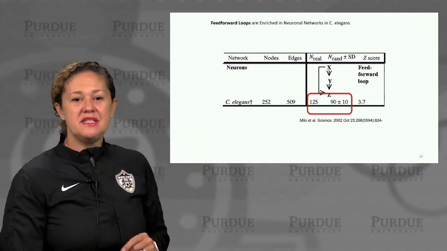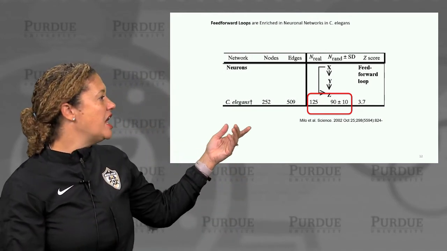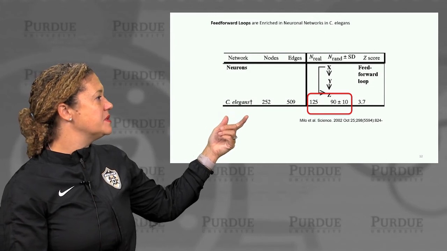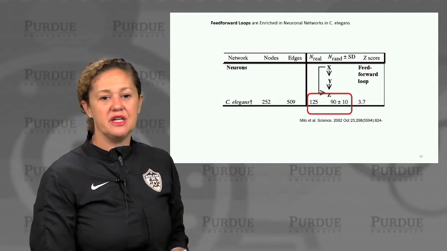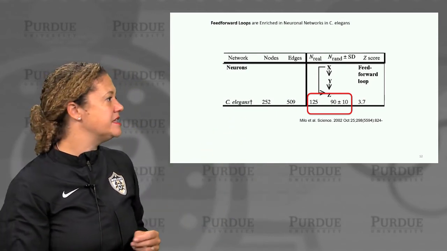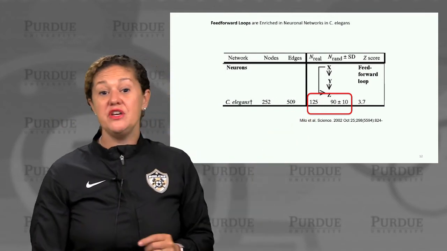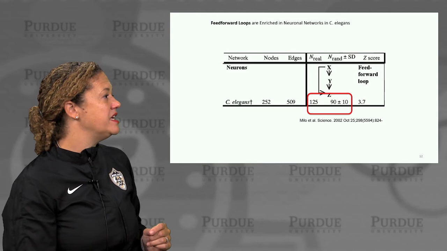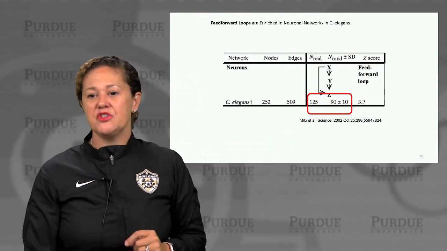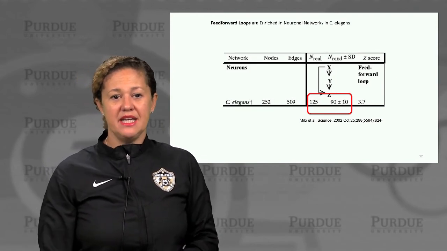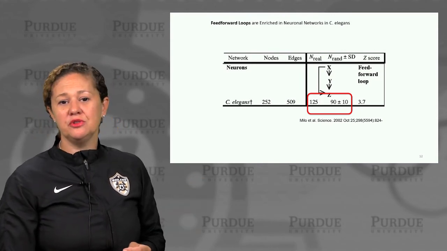So again, a similar sort of approach and statistics were used. In a defined network in C. elegans, this one consisted of 252 neurons with 509 connections, or edges, that they looked at. Within this network, there were 125 feed-forward loops identified, which is enriched relative to what you would expect if the neurons were only randomly connected. So again, we have an enrichment of feed-forward loops in our neuronal network in C. elegans.